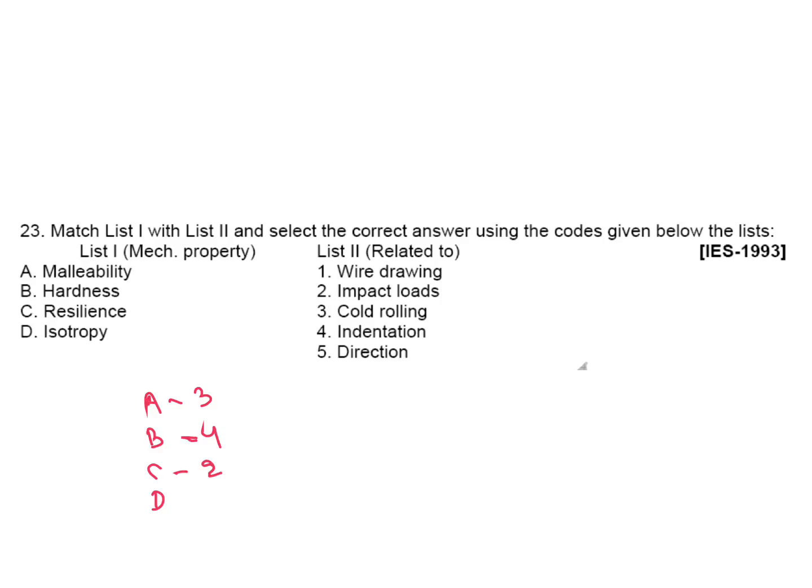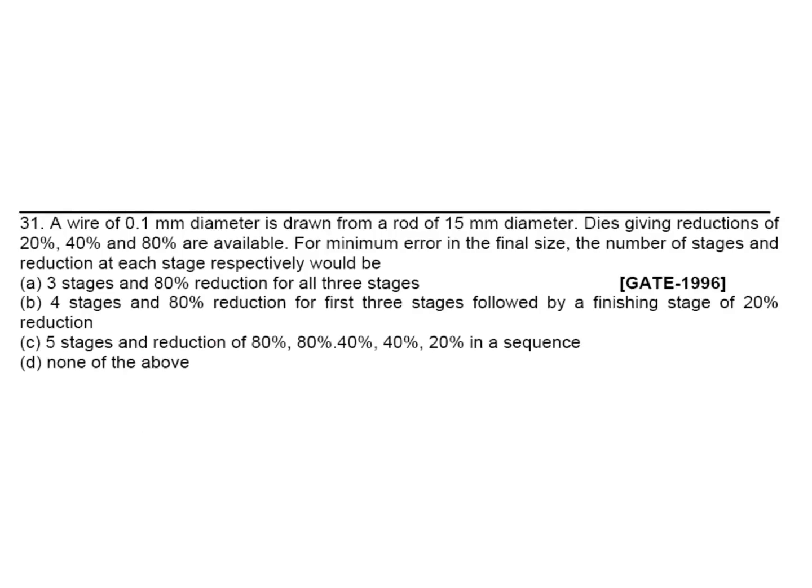A wire of 0.1 mm diameter is drawn from a rod of 15 mm diameter. Dies giving the reduction of 20%, 40% and 80% are available. For minimum error in the final size, the number of stages and reduction at each stage respectively would be how much? So from each option we will calculate in which option we get minimum error, that will be our answer. So data given: final diameter DF is 0.1 mm, initial diameter is 15 mm. So in A, 3 stages and 80% reduction for all 3 stages.